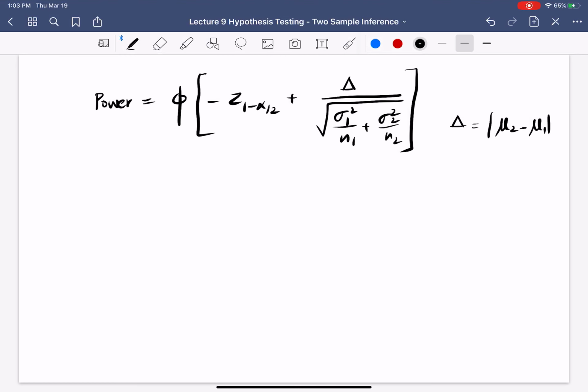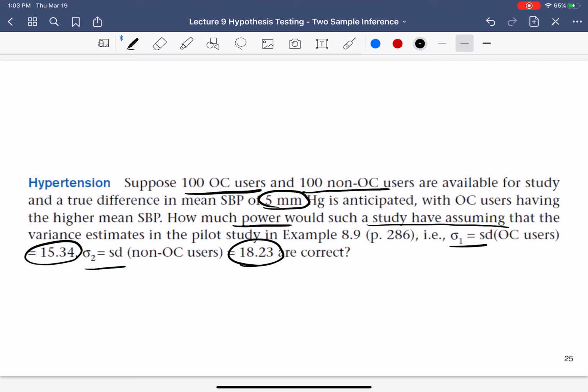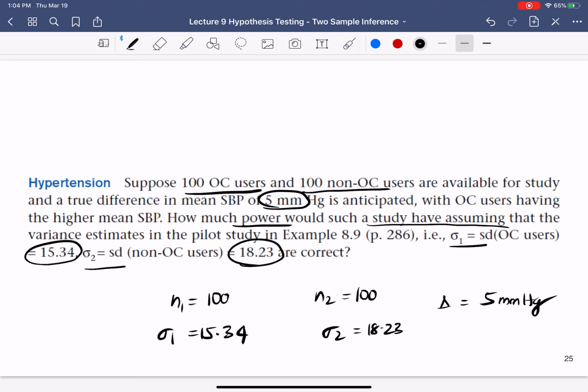Now, let's see a problem. In this problem, you have 100 OC users and 100 non-OC users available for study, and the true difference is 5 mm. How much power would a study have, assuming the variance in the pilot study? They have given you sigma2, which is 18.23, and sigma1, which is 15.34. So write down the data they've given. n1 is 100, sigma1 is 15.34, n2 is 100, sigma2 is 18.23, and they've given you a delta value of 5. Let's use this data and find the power of the test.